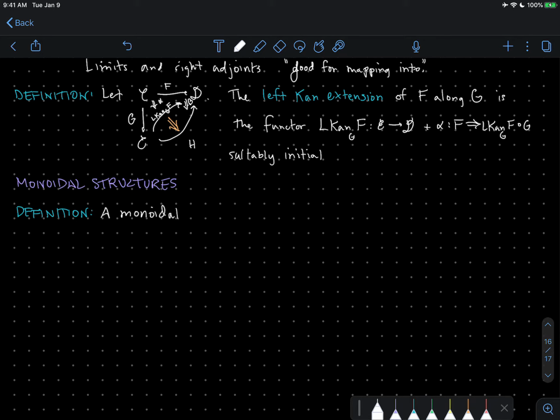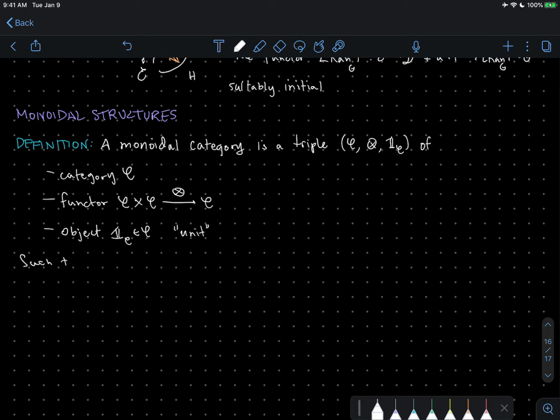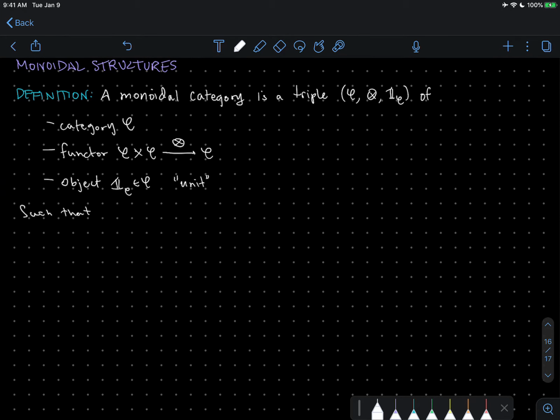A monoidal category is a triple of a category C, a functor from C cross C called tensor to C, and an object 1 in C called the unit, such that, and here's where I'm going to be waving my hands a little bit.